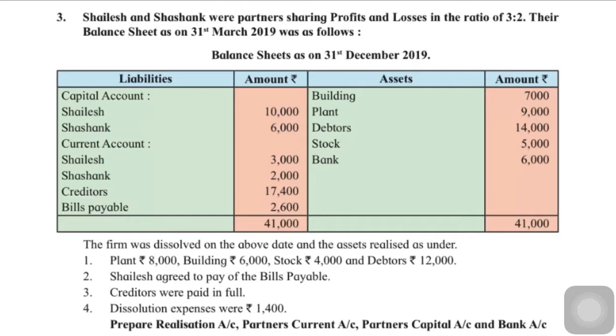realization account, credit side. The firm was dissolved on the above date and the assets realized as under. So cash bank account debit to realization account, plant, building, stock, debtors. You have to add all. Sailesh agreed to pay off bills payable. Okay, he is paying off a liability. So realization account and Sailesh current account. Then you have creditors were paid in full. Dissolution expenses were 1,400. Now we have to prepare 4 accounts: realization account, partners current account, partners capital account, and bank account. So let's get started.